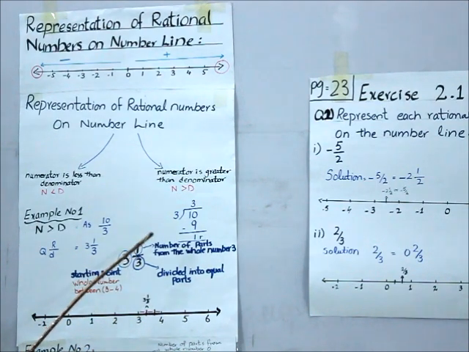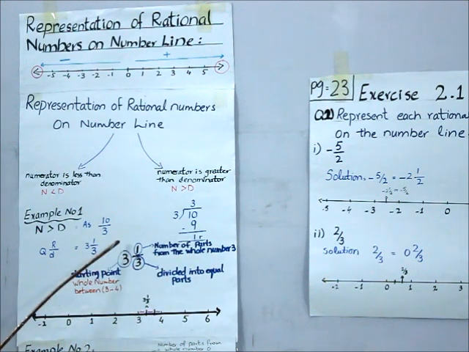Now the numerator shows the number of parts from the whole number 3. This numerator always shows the exact position of our rational number. My rational number is 10 by 3, I have to convert it to 3 and 1 by 3, and this is the exact position, 1, this is the first point. So 1 tells me the exact position of my rational number.